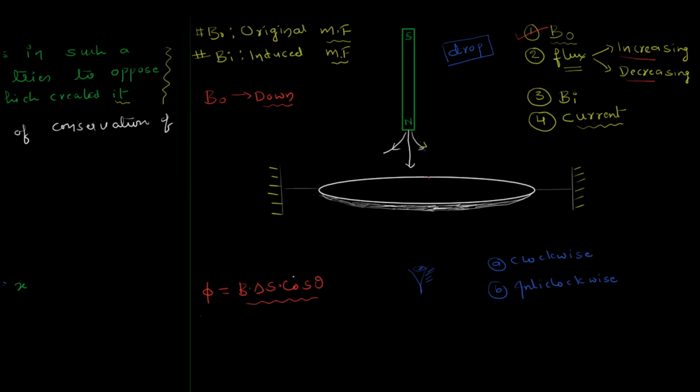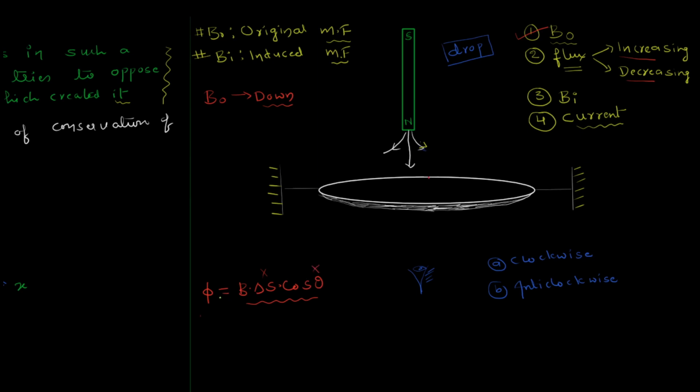Let's see in this case, is delta S changing? I don't think so. Delta S is the area of the loop in this case, right? So delta S is not changing. Is cos theta changing? No, because theta is not changing. The bar magnet is falling the way it is falling. So as time passes, theta does not change.